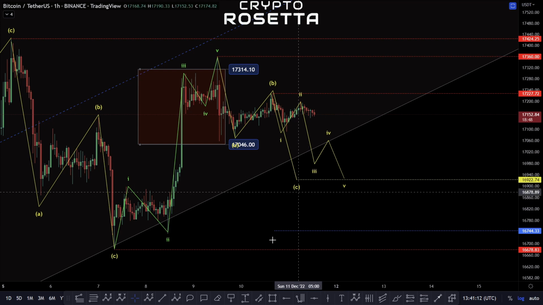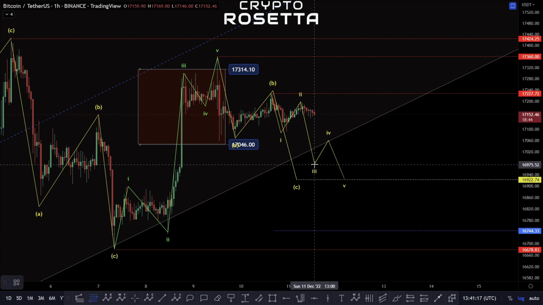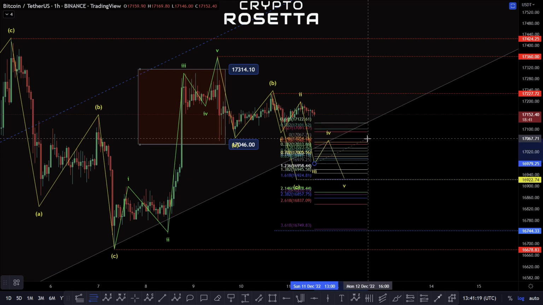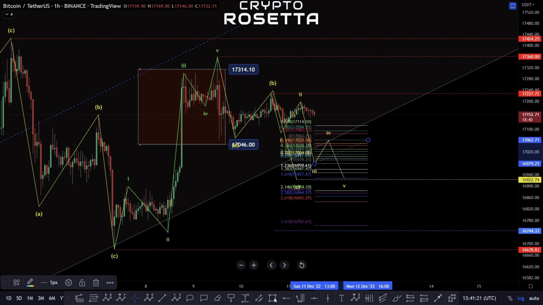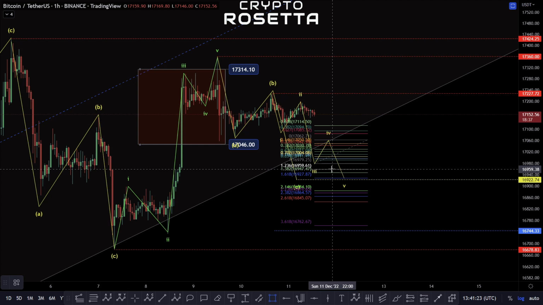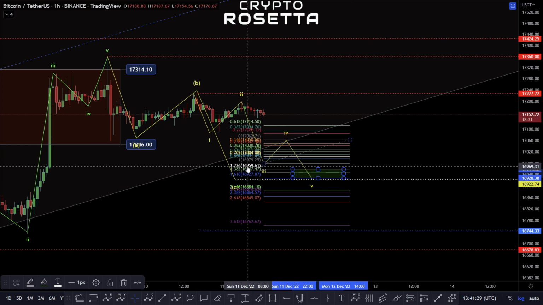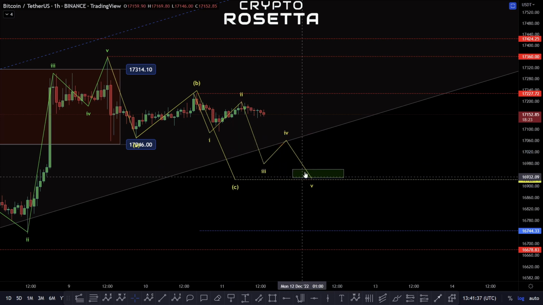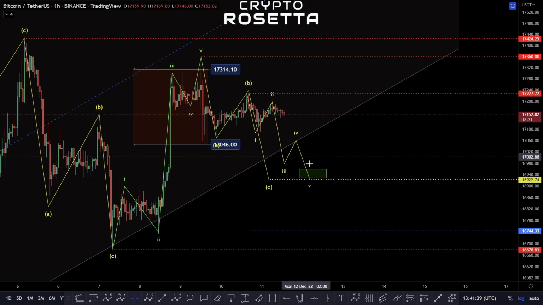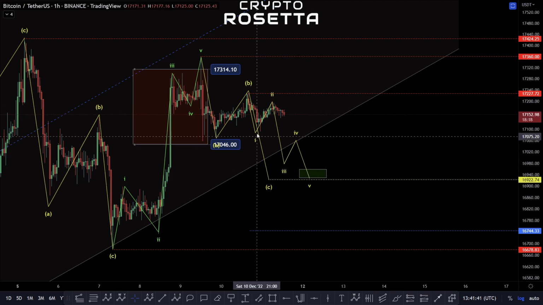So if I measure this out now, because I've already put it on the points that it needs to be on, should this structure develop to the downside, we could see a move to the downside here between the 16,959 and the 16,927. So this would then be just an additional 5-wave move down into these lows.